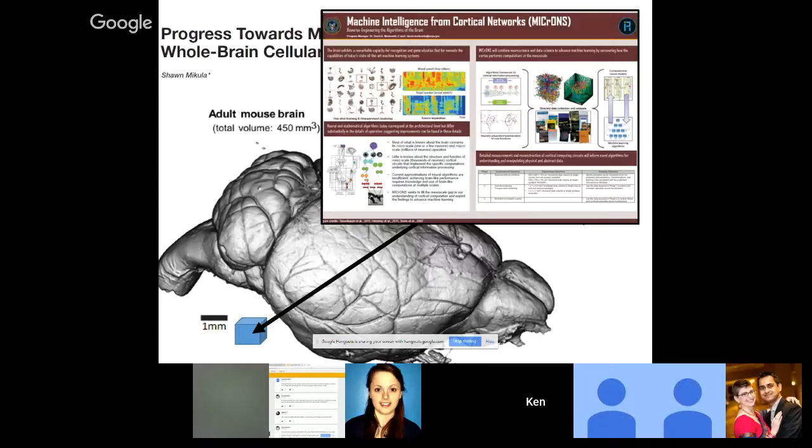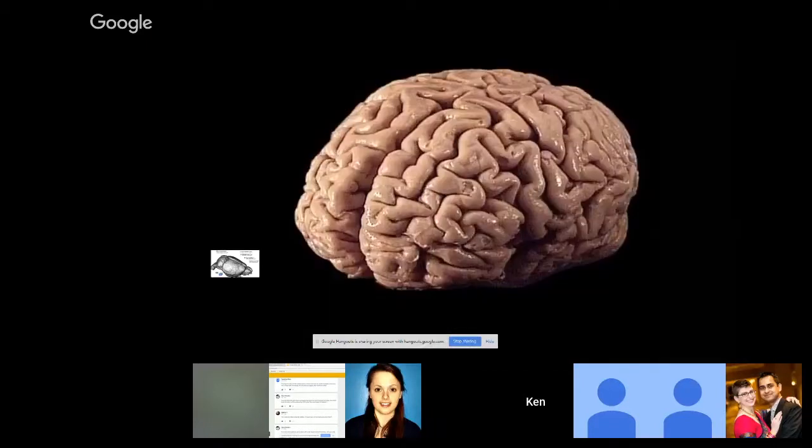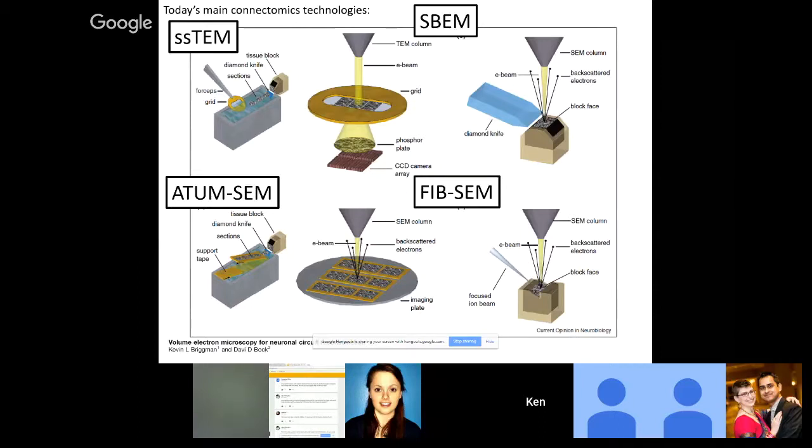To put this in perspective, a whole mouse brain is 450 cubic millimeters. And a human brain is over 1 million cubic millimeters in volume. So it's a daunting task. Let's take a look at today's main connectomics imaging technologies and see if any of them are up to that task. They aren't, by the way, but I will go through them anyway.